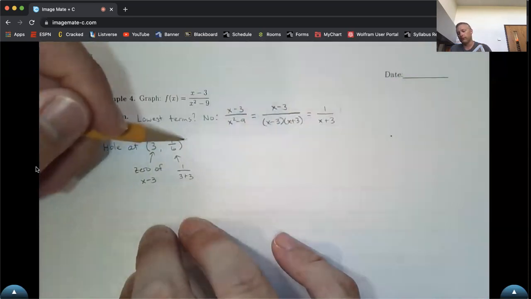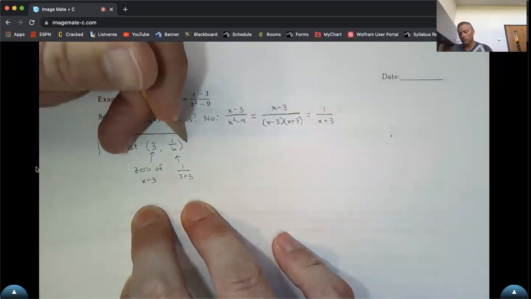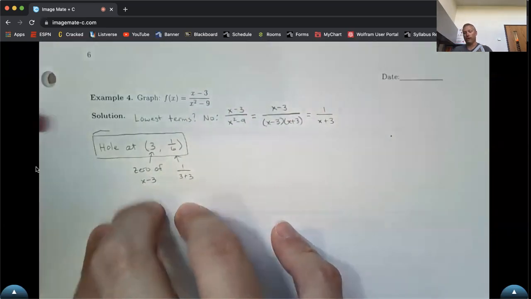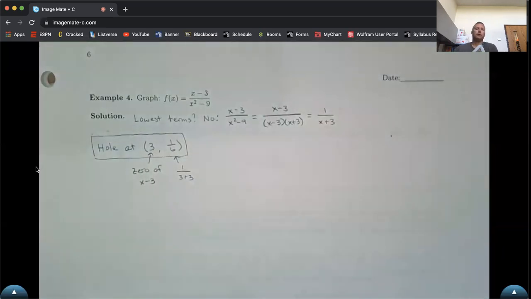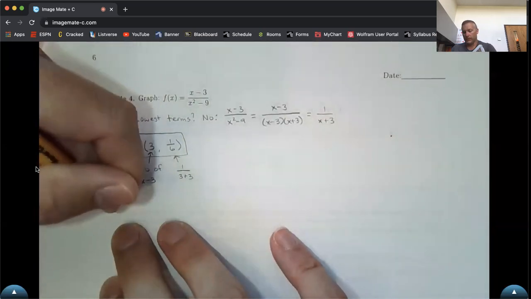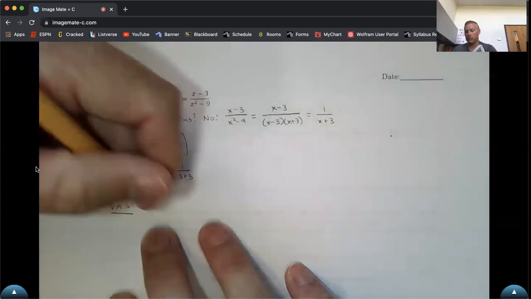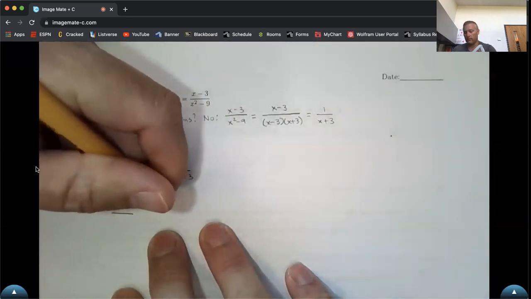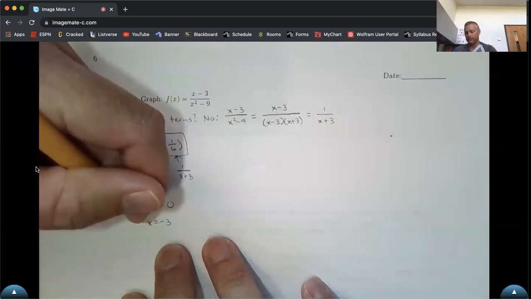Having a hole is effectively like having a point on the graph, because you're just graphing everywhere around that point and then just punching out that one point. Now that that's been addressed, we can go about our business as usual. Let's look for vertical asymptotes. This happens when the denominator is 0. So that's x equals -3.